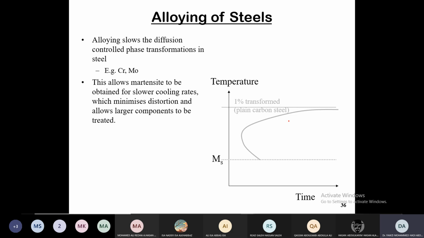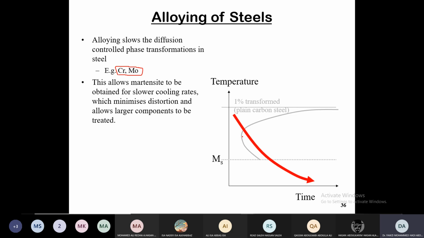Another solution to that as well is alloying the steel. Alloying slows the diffusion-controlled phase transformation of the steel. Basically, if we add chromium and molybdenum to the steel, if this is our TTT diagram which we are talking about, what it does is push the TTT diagram to the side. When we draw the TTT diagram, we will see that it is pushed to the side, making more gap at the nose of the TTT diagram.